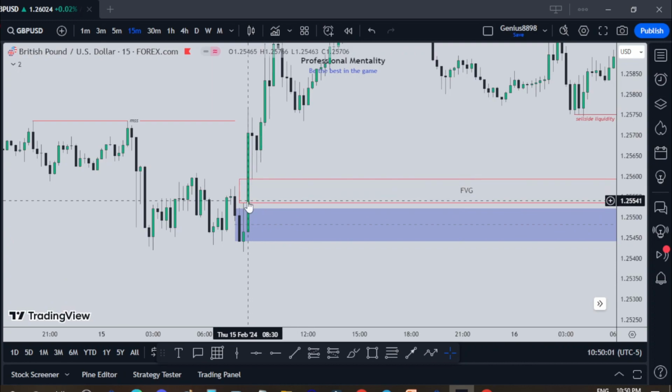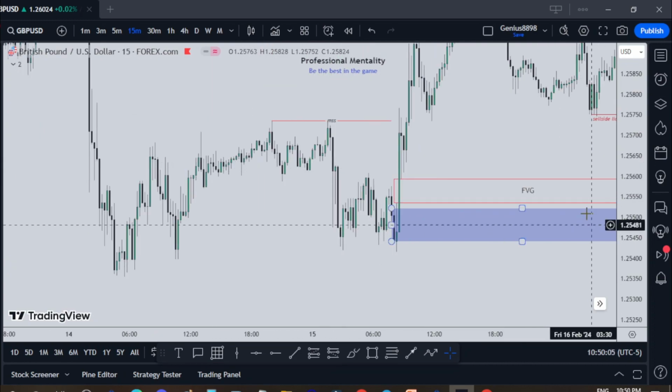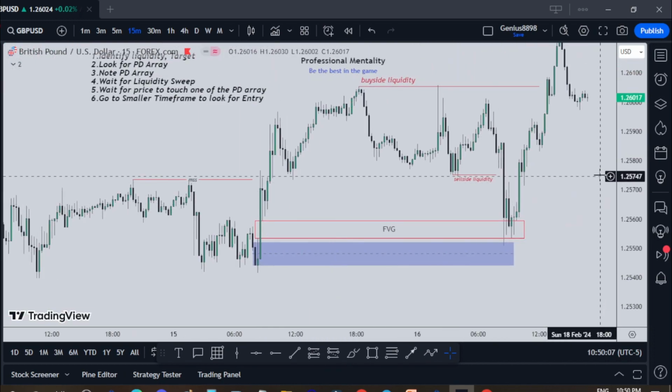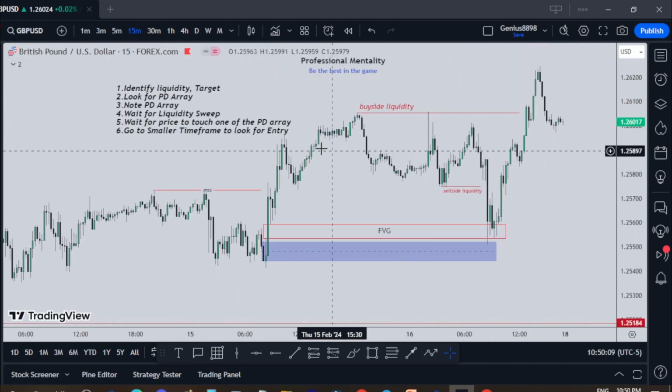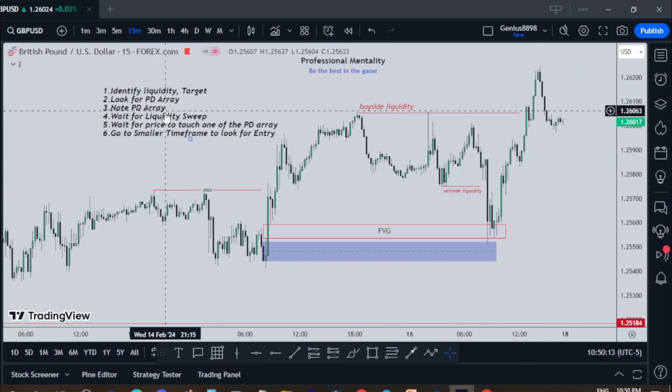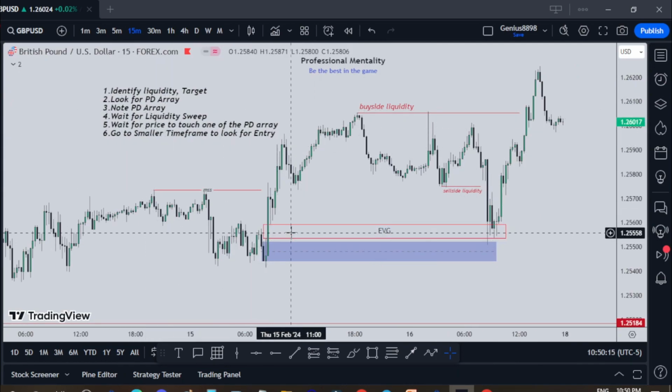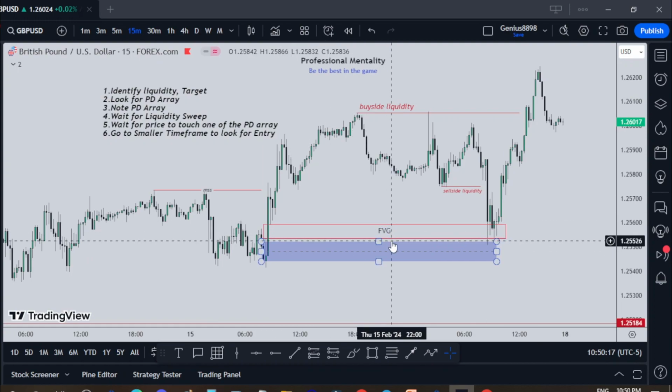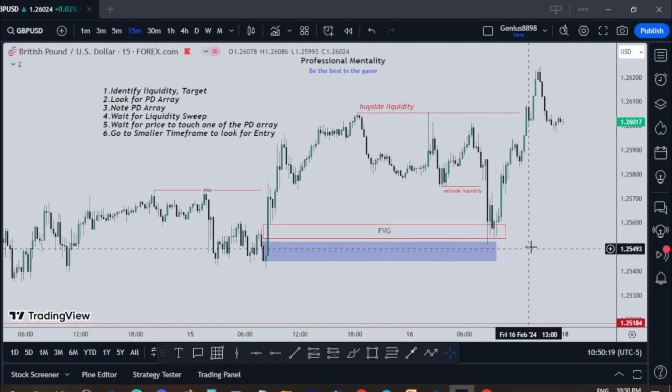And immediately you also see that we have a fair value gap as well. So those are the two that just jump out at you in this particular example that you can use. After that, we have to note the PD array. You have to note it out so you can easily see it when you look at the chart, okay?